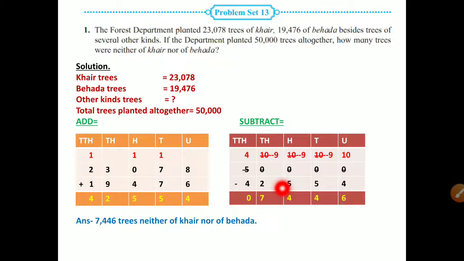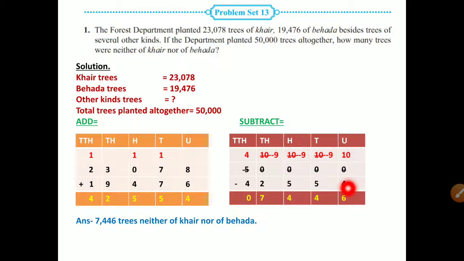Now in the second box we will subtract the total number of kher and behada trees from the total number of trees planted. So the total number of trees planted is 50,000. We will write 50,000 and we will subtract 42,554, which is the total of kher and behada trees.